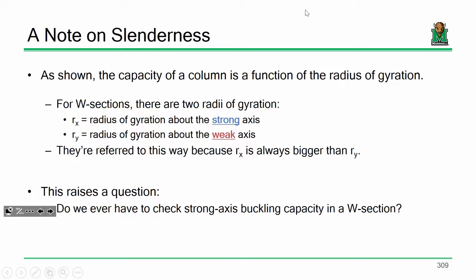Okay. Now, think about it like this. If we have an I shape and we have a strong axis and a weak axis, which do you think is going to govern? Weak axis. Seems reasonable, right? My answer to you, though, is not always. Okay?